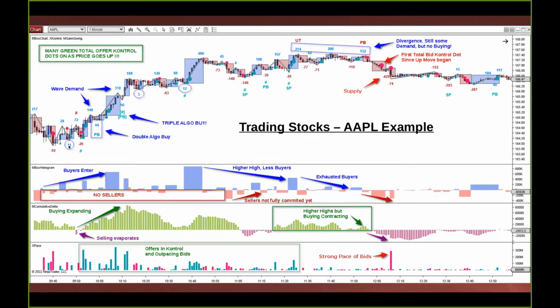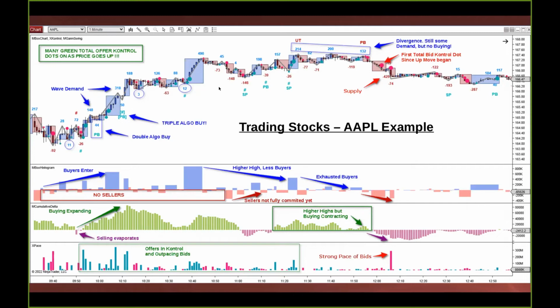We get a buying balance here, plus 11. We get a double algo right here. Buyers are entering. Wave demand 148, 318. Beautiful. Triple algo here, plus 50. Buying balance, Stooges pullback. More buying balances at the 3 and the 12. All right, and here you see no sellers, just no sellers in the MBox histogram, no selling in the cumulative delta. We see offers in control in the X space.